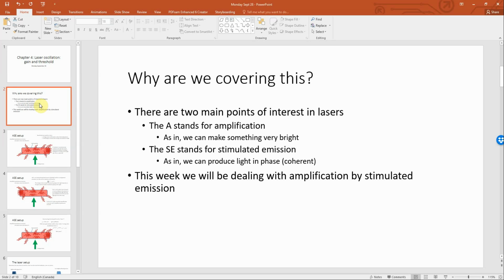So why are we covering this? Well, the two main points of interest in lasers are the fact that the A stands for amplification, as in we can make something very, very bright. And the SE stands for stimulated emission, as in we can produce light in phase, or make it coherent. And we can stimulate this emission, of course. So this week we'll be dealing with the amplification by stimulated emission. So basically the most important part of lasers.